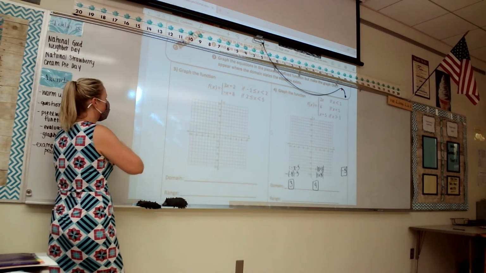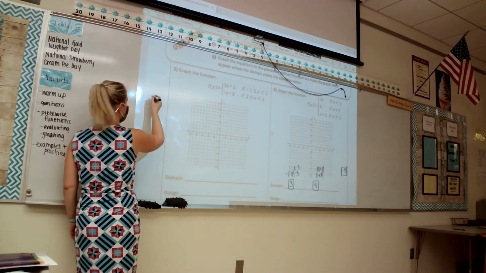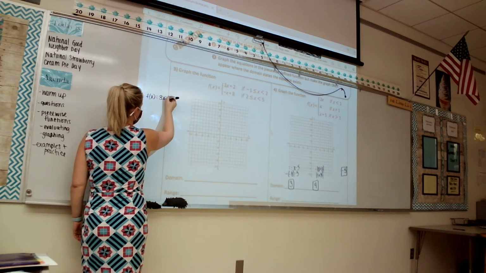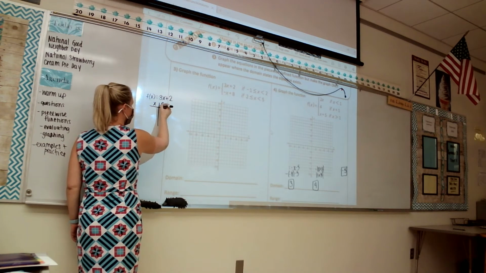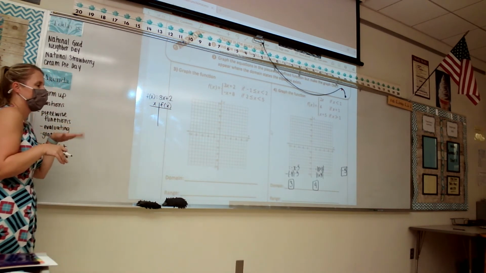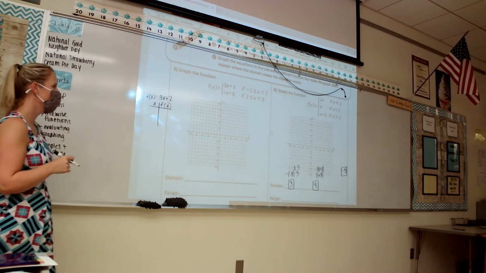So here's how I do it. Off to the side, I start with my first function, 3x plus 2. Under that, I'm going to make a little chart. So I need this piece. So I'm going to take parts of this piece and graph it, and it'll be awesome.